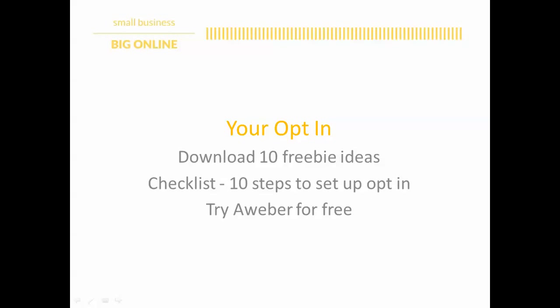Okay, so what you want to do now is download your 10 freebie ideas. I've also got a checklist of these 10 steps to set up your opt-in form, so you can tick it off as you work through it. And don't forget to try out Aweber for free. Give it a trial and see what you think of it.